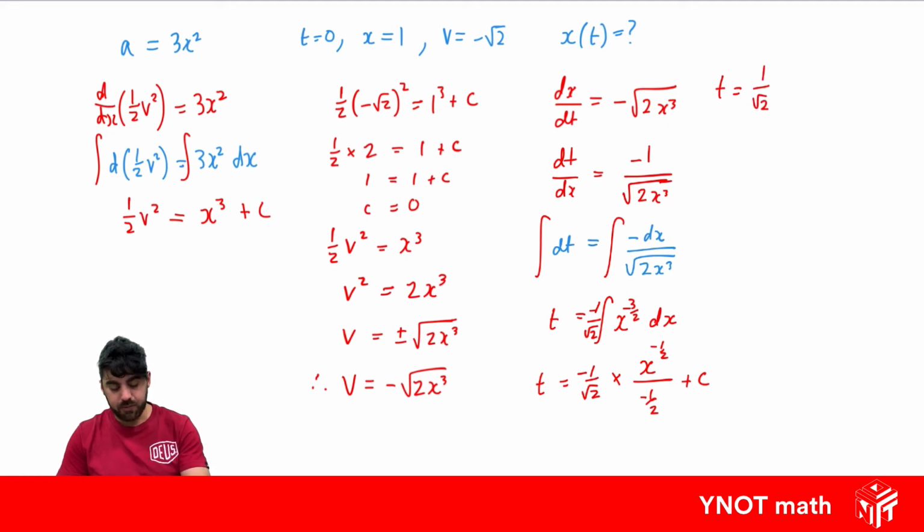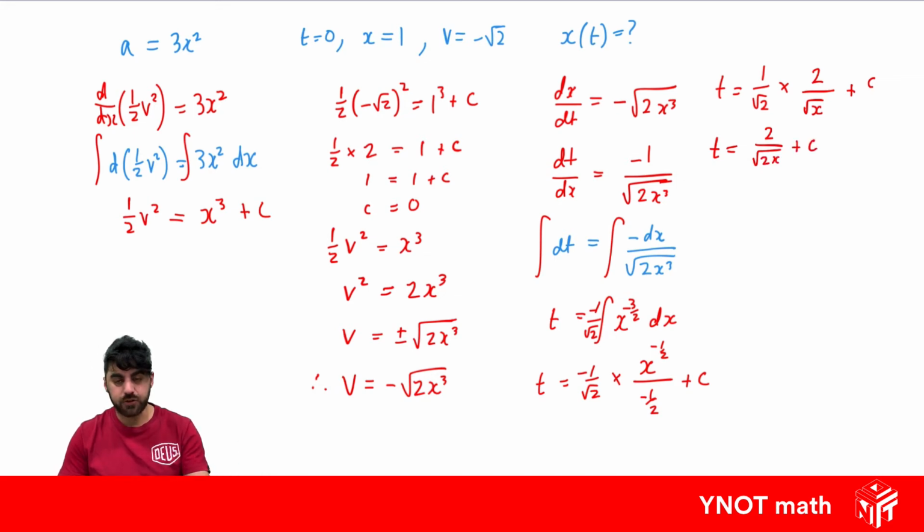And dividing by a half is the same thing as timesing by 2. So that 2 can go to the top. And x to the minus a half is the same thing as root x on the bottom. So again, we'll just tidy this up. So t will equal 2 over root 2x plus our constant.